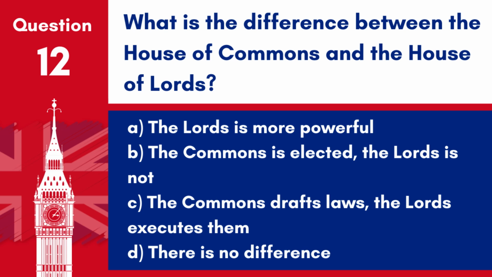Question 12. What is the difference between the House of Commons and the House of Lords? A. The Lords is more powerful. B. The Commons is elected, the Lords is not. C. The Commons drafts laws, the Lords executes them. D. There is no difference.